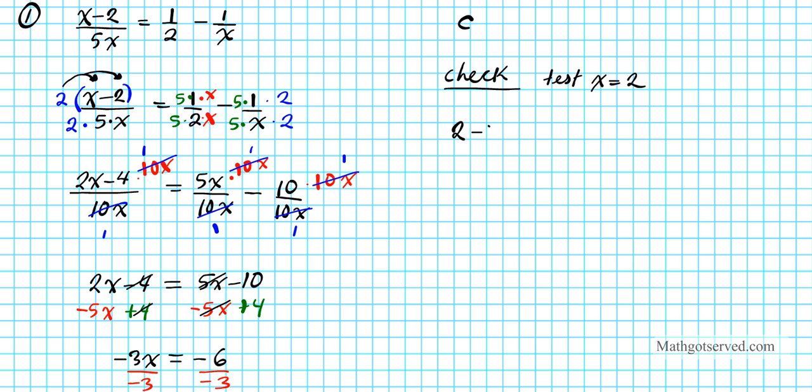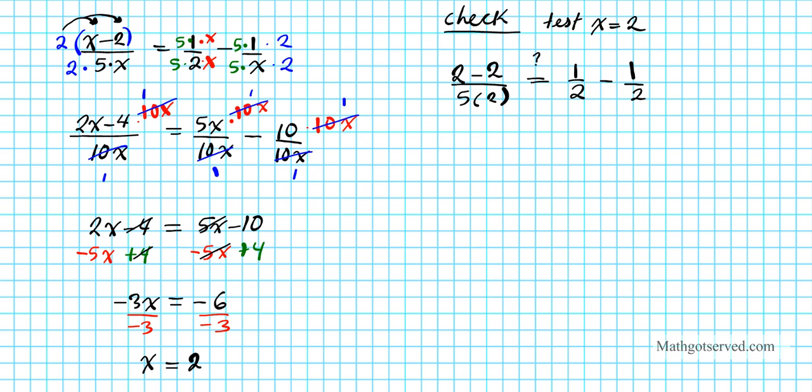We'll have (2 minus 2) over 5 times 2. Is it equal to 1 over 2 minus 1 over 2? Is the left side the same as the right side? So 2 minus 2 is 0. 5 times 2 is 10. Is 0 over 10 equal to 1 half minus 1 half, which is 0? 0 over 10 is 0. Is 0 equal to 0? Absolutely. So our answer is in fact correct. Okay? All right, so there we have it. Now let's move on to question number 2.